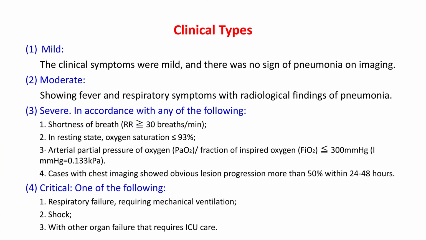There are different clinical types: mild, moderate, severe, or critical. Most patients are mild and moderate, about 80% together. With the mild cases, clinical symptoms are mild and there's no pneumonia. The moderate is the typical one. They show fever and respiratory syndrome with pneumonia.